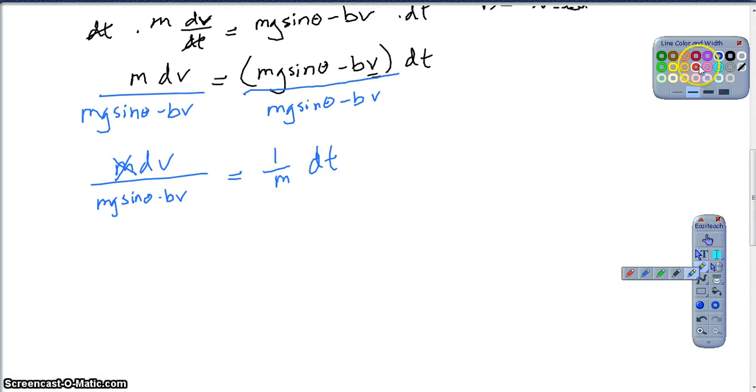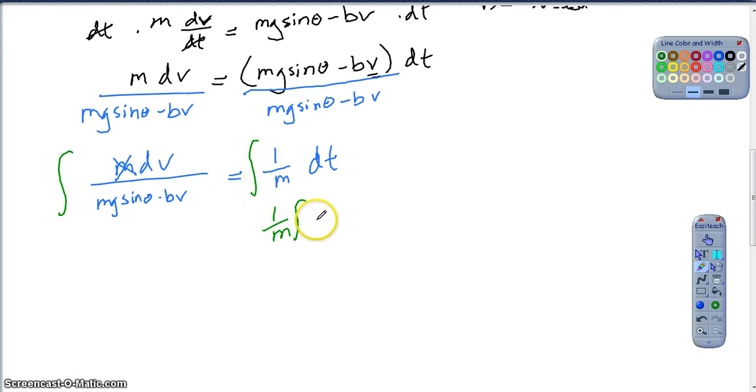The biggest thing to recognize once we get down to here is that I need to integrate both sides. So I'm going to integrate the left hand side with respect to v, because that's what the dv means, and I'm going to integrate the right hand side with respect to dt. Now at first it looks like it's going to be pretty bad. The important thing though is m and 1 on the right hand side are both just constants. So I could actually pull those out front if I wanted to. So I'm really just integrating.